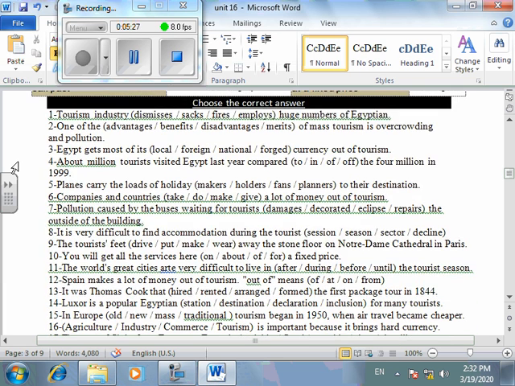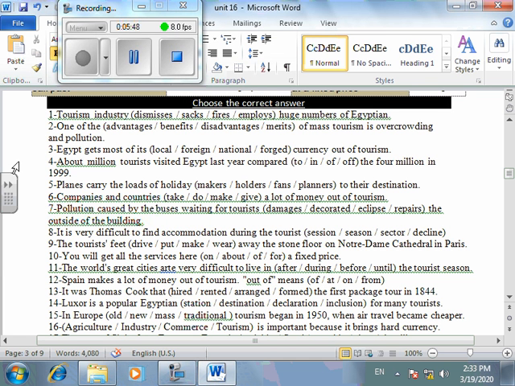Now let's move to the practice session. Number one says, tourism industry. Yes, I am waiting for your answers. Tourism industry, very good. Employs huge numbers of Egyptians. It means it provides job opportunities for them.